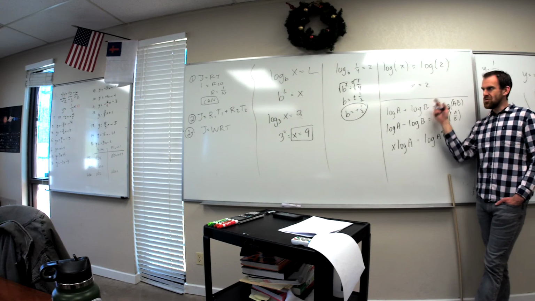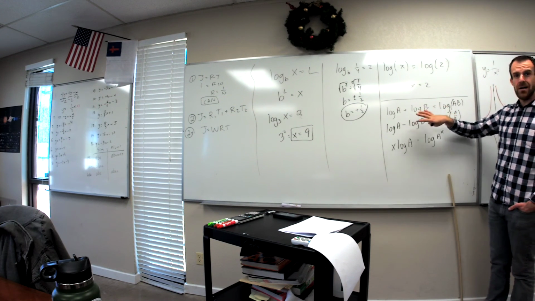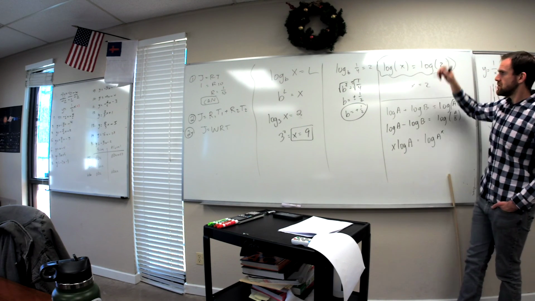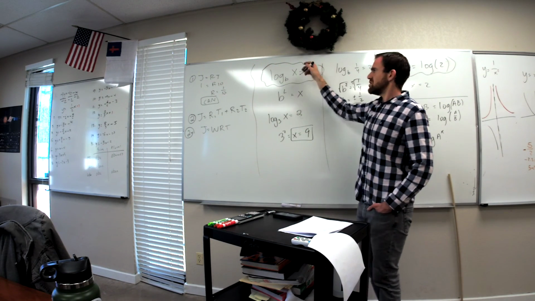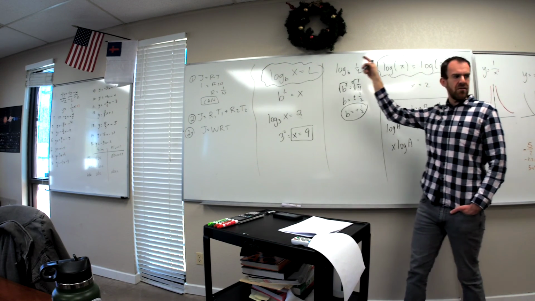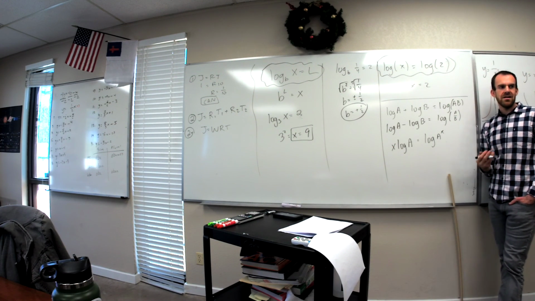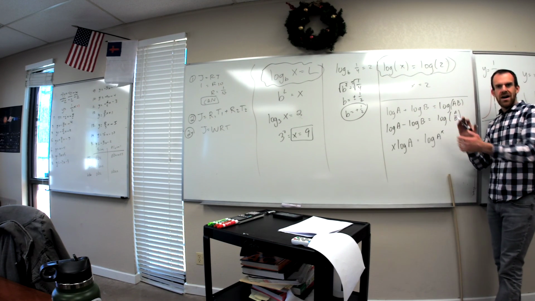Now we have these rules because we're trying to simplify a problem that's probably very complicated down to either this case or this case. Once we get to one of these, we know how to solve it. But if we have ugly stuff, we don't know how to solve it. So we have to use the rules of logs to get one log by itself on one side.